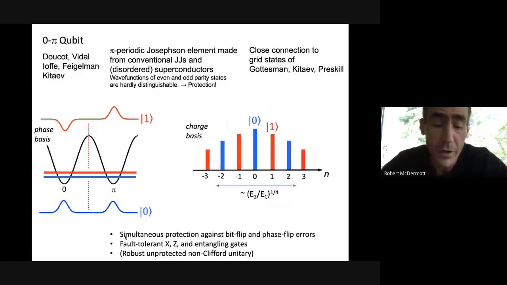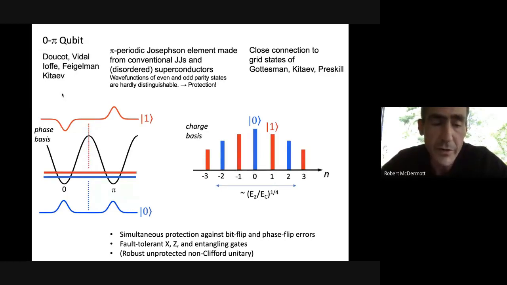Okay, so let's talk about the specific 0 pi implementation. This was a qubit that was proposed by these authors in the early 2000s, and the key ingredient is a pi periodic Josephson element. And the nice thing is you can implement such a pi junction using conventional materials, conventional aluminum oxide Josephson junctions. You can make a Josephson metamaterial that will implement this effective pi periodic element.